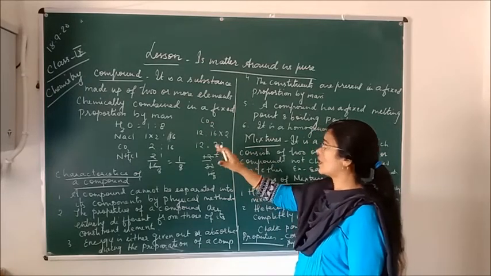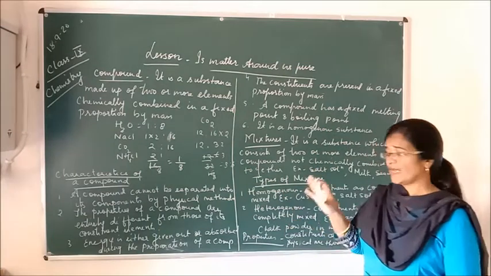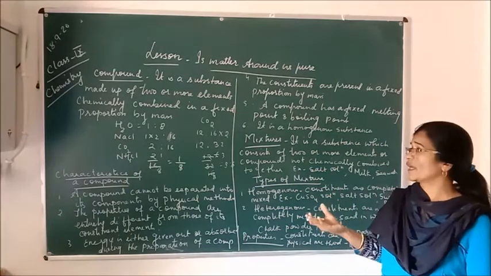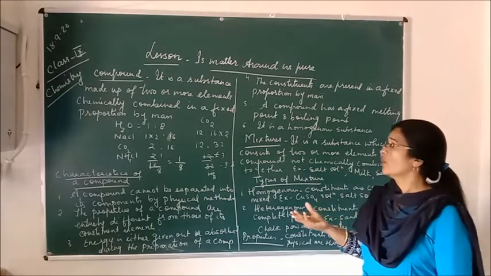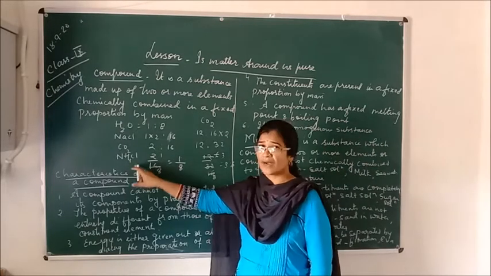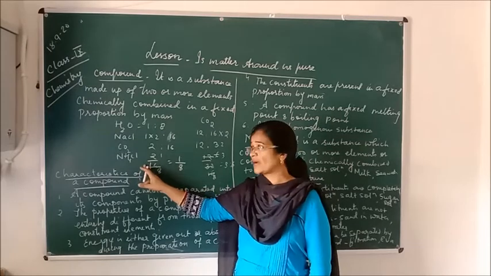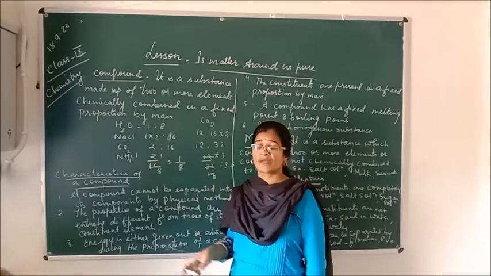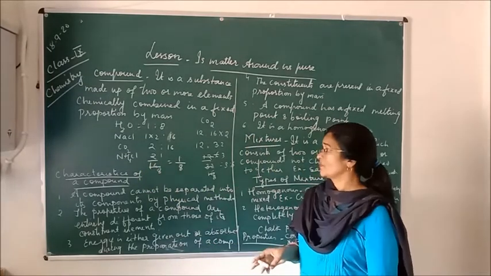So in this way, in every compound, whether it is sodium chloride or carbon dioxide or water or NH4Cl, the elements are combining in a definite proportion by mass. That is the main property of a compound.